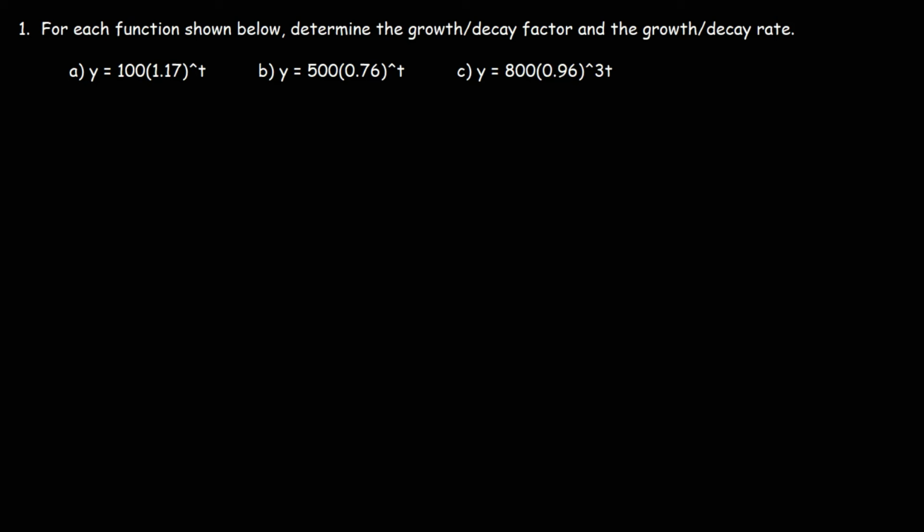For each function shown below, determine the growth or the decay factor, as well as the growth rate or the decay rate. So let's say we have some exponential function, y is equal to a times b raised to some variable. It could be x or it could be t.